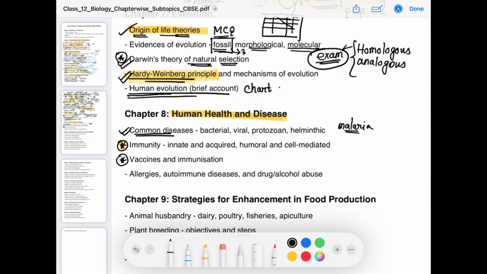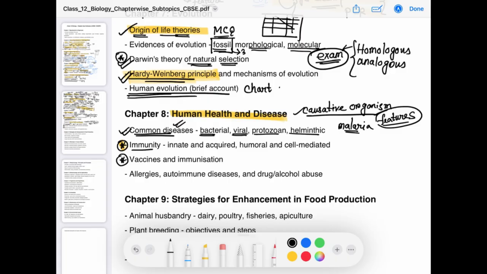And then you have to know about different types of bacterial disease, viral disease, protozoan and helminthic disease. You have to know the names of the causative organisms. Causative organism names you have to know. So that is very crucial for this chapter. And you have to know about the carriers also. You have to know about the carriers and the causative organisms and the features of these diseases, what happens, what are the symptoms of these diseases. You have to memorize this.